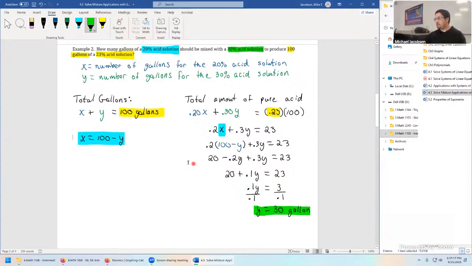Well, next thing to do is just substitute back in for y right here. We have x equals 100 minus 30 gallons. So that's our value for y substituted back in. And we're just totally done right at that step. x equals 70 gallons. Forgot to make this one plural on the right for y.